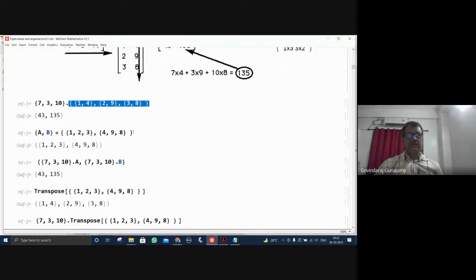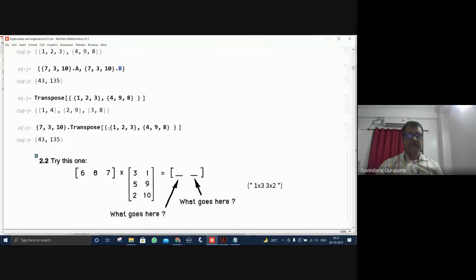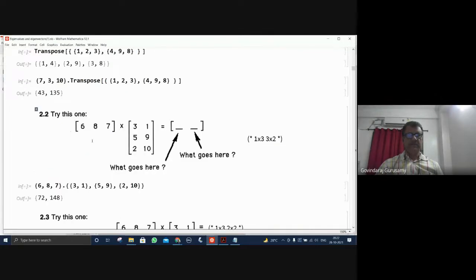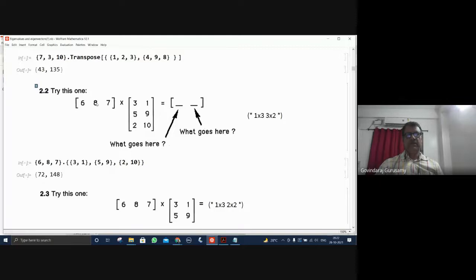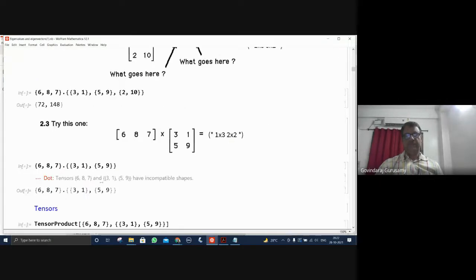Please note that dot should be used, not the into. It's not a star multiplication. It is a dot; rows and columns that should be multiplied. That's how the multiplication goes on. So you can try this also. You'll end up with 1 by 2. That is the number which is given here.